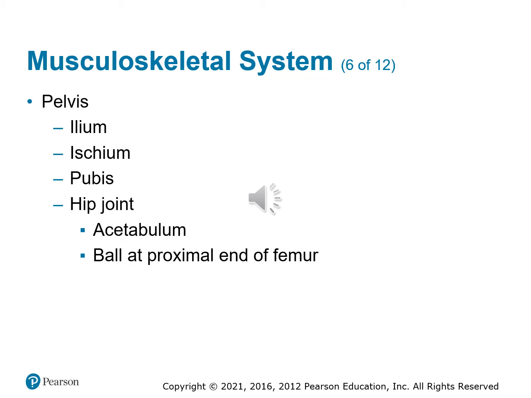Okay, moving right on down the spine, we're going to come to the pelvis. Now, the pelvis is made up of different areas, again, different kind of bone structures that are put together. We've got the ilium, the ischium, the pubis, and the hip joint. With the hip joint, we have the acetabulum and the ball that's at the proximal end of the femur. So the femur is the thigh bone, and the ball is up at the top, which is where we form that hip joint. So the acetabulum is the area where that ball sits, and it allows us to have a pretty wide range of movements with our hip and our leg.